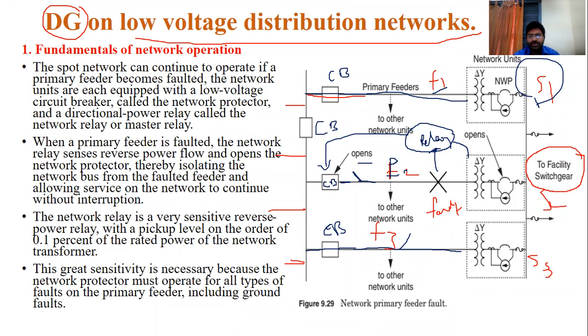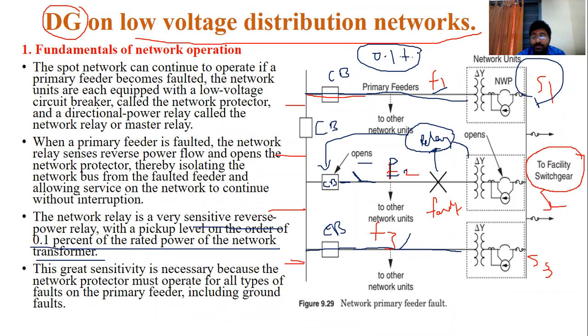Now see here the network relay. What is the sensitivity of the network relay? It is 0.1% of the rated power of the transformer network. If there is a 0.1% change in the parameters of this feeder or transformer output values, this relay is activated.